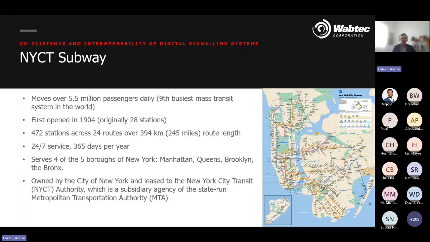It also has the most stations, with 472 total across 36 lines and almost 400 kilometres of route length. Another challenge for implementation of signalling modernisation to CBTC is also the fact that it runs 24 hours a day, 7 days a week, 365 days a year. So we don't really get those engineering hours to come in and do incremental signalling upgrades.